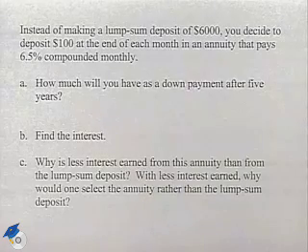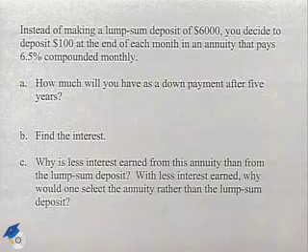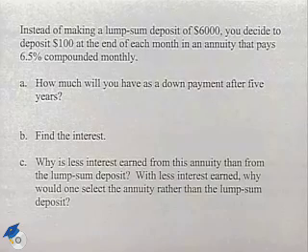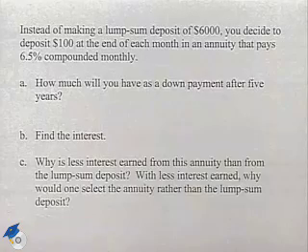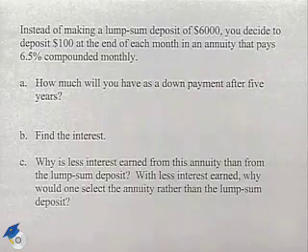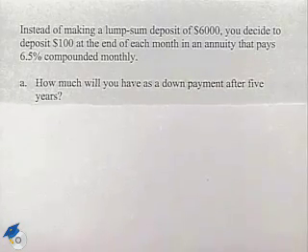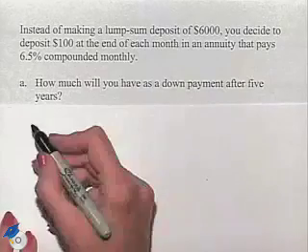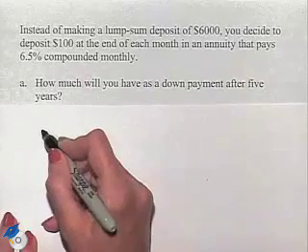In Part B, we'll find the interest. And then in Part C, we're going to compare this result to the problem that we had previously. So let's go to Part A first and determine how much we'll have as a down payment after 5 years. To figure this, we're going to use the following formula.